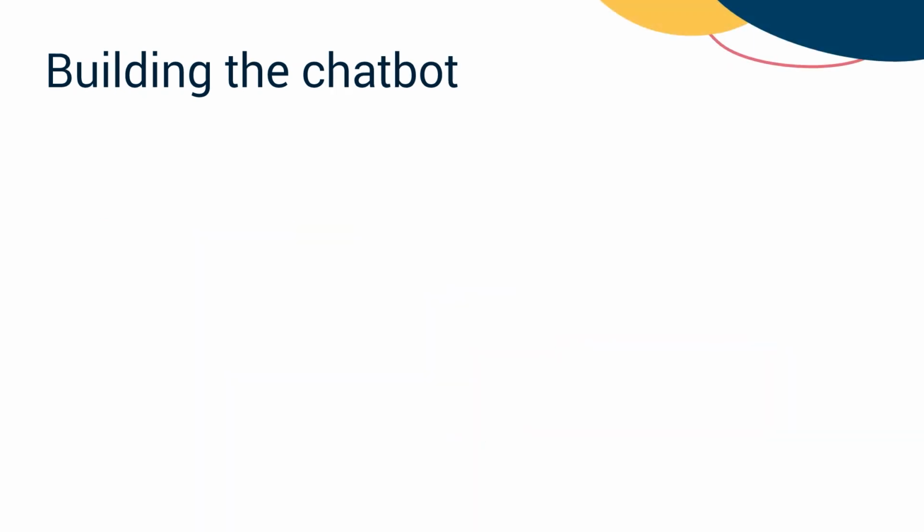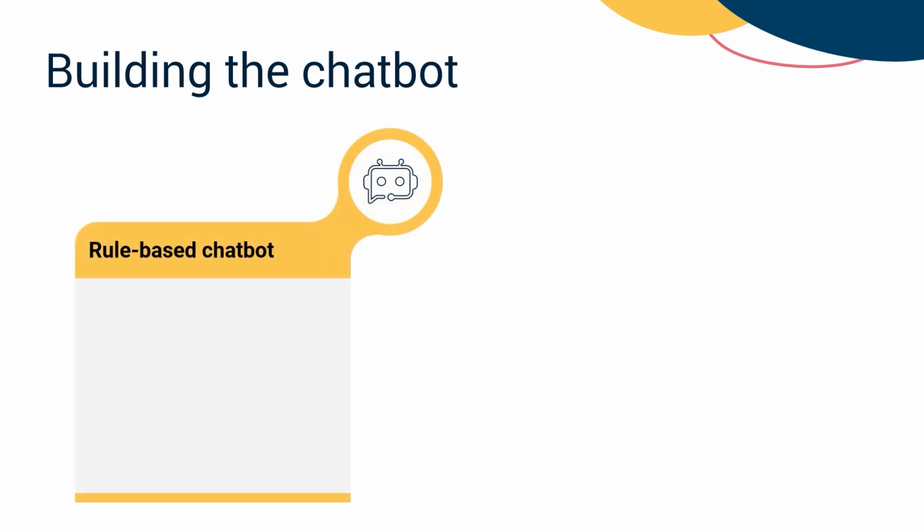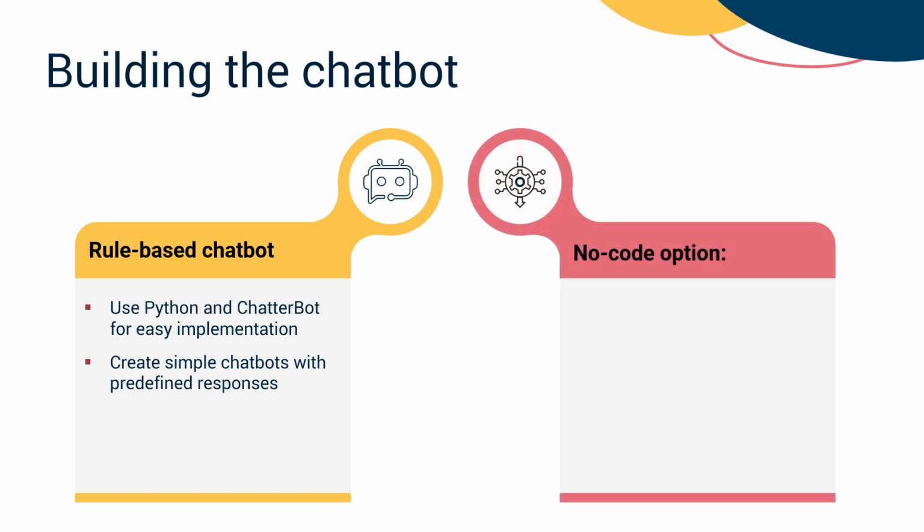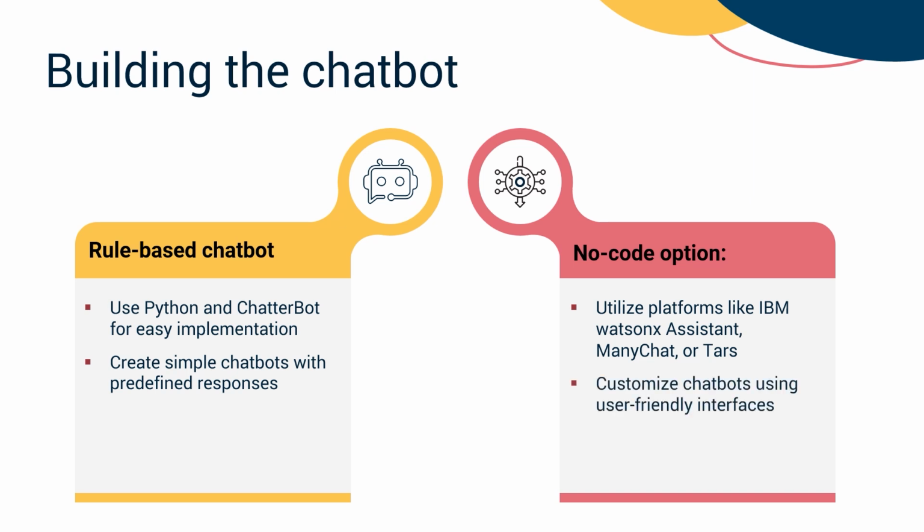Now, let's get into the actual building process. If you prefer a rule-based chatbot, you can use Python and the Chatterbot library to get started. This is a great option for beginners who want to create simple chatbots with predefined responses through coding. On the other hand, if you're looking for a no-code option, you can turn to hosted chatbot solutions like IBM Watson X Assistant, ManyChat, or TARS. These platforms provide easy-to-use interfaces that let you customize your chatbot without needing extensive programming knowledge.